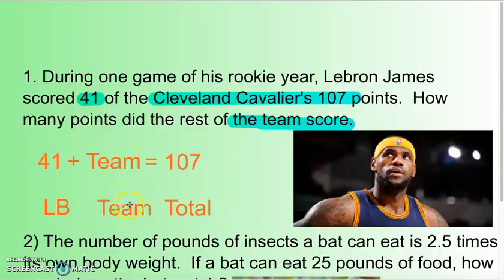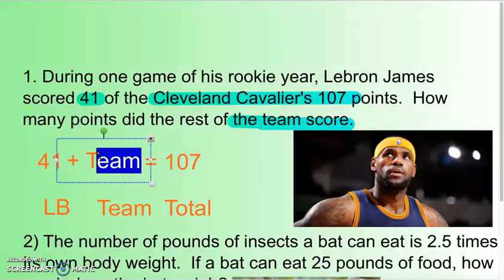So now I'm trying to make this equation balanced. First of all, I need a variable. We know that the team's points is missing, so I'm going to choose a variable that starts with the same letter as team. I'm going to put T for team. And so now I have an equation: 41 points plus the team's points is the same as 107 points.